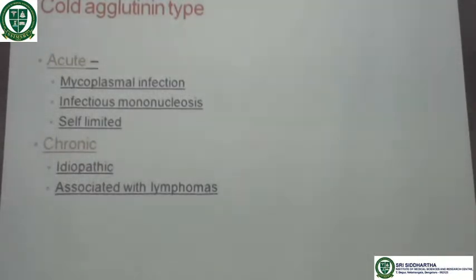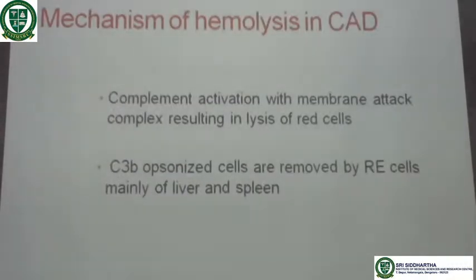So further with cold agglutinin disease, in which conditions do we see this? Patients suffering with acute mycoplasma infection, infectious mononucleosis, or some self-limited viral illness also. In chronic conditions, most commonly it is idiopathic, the cause is not known, and it is also associated with many lymphomas. So what is the mechanism of hemolysis in cold agglutinin disease? The complement activation with membrane attack complex results in lysis of the red blood cells. The C3b opsonized red cells are removed by reticuloendothelial cells, the macrophages of the spleen.